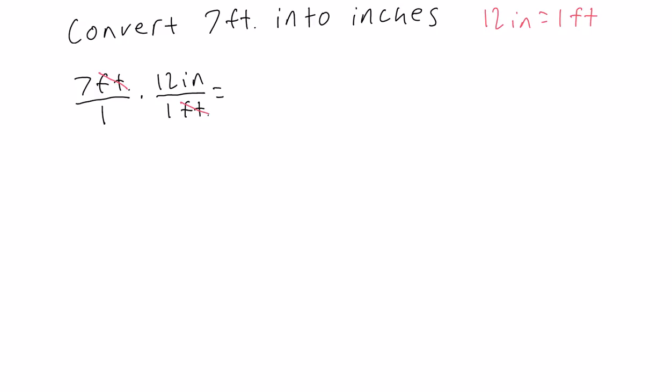You know you're doing it right because what you're doing is canceling out what's not needed and leaving what you want. So now we can deal with the numbers, and we've got 7 times 12, which is 84 inches, over 1 times 1 is 1, so 84 inches over 1, or just 84 inches.